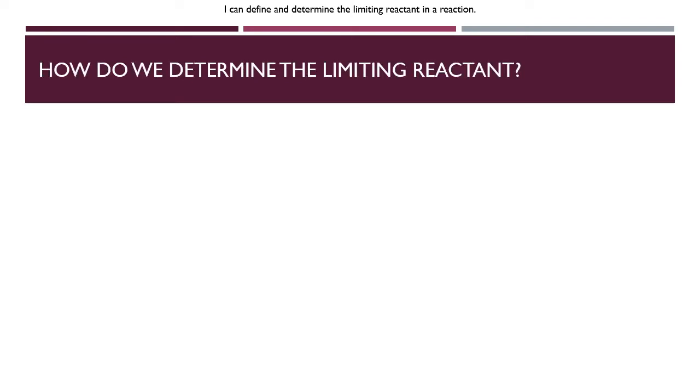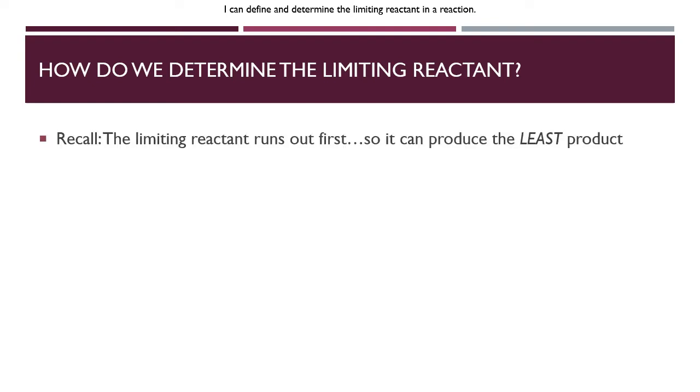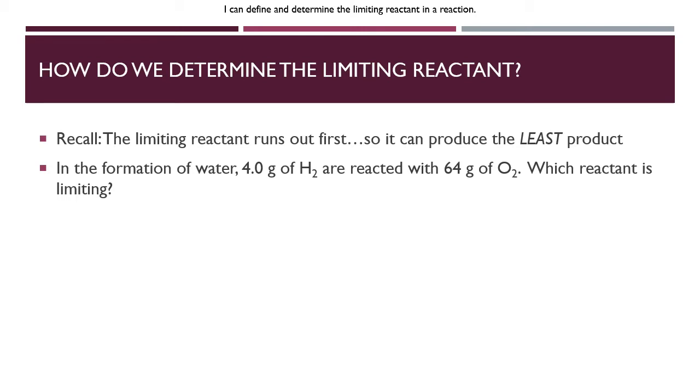So let's look at how we actually determine a limiting reactant in an actual chemical reaction. Recall this: the limiting reactant is the reactant that runs out first. In other words, it can produce the least amount of product. So let's look at this reaction. In the formation of water, 4.0 grams of H2 are reacted with 64 grams of O2. Which reactant is limiting? Here is the equation for the reaction, and note it is already balanced.